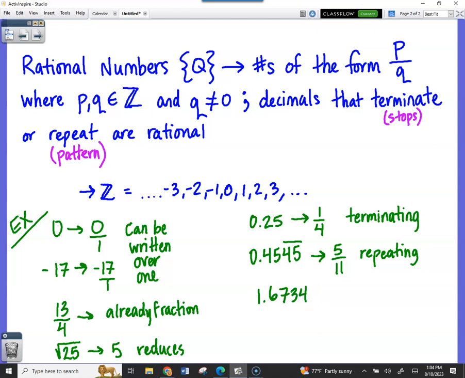Once again, rational because terminating. Now, how would you get this one? You would go to your calculator. You do have two parts here. You have a whole part, then you have this decimal part. You would just get the decimal part in fraction form.